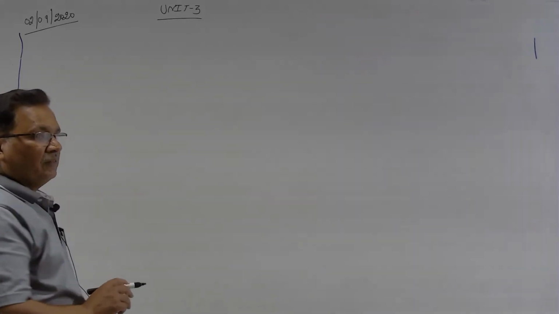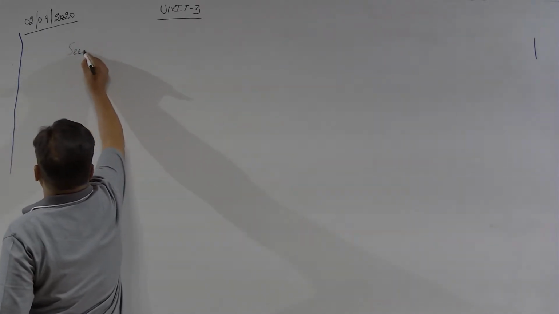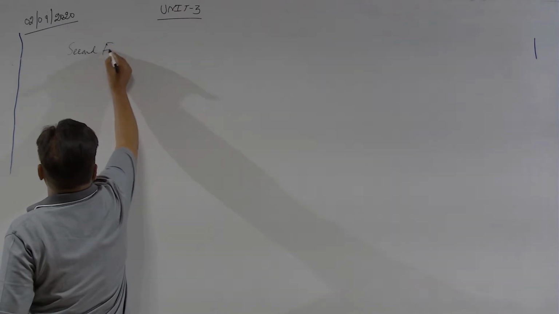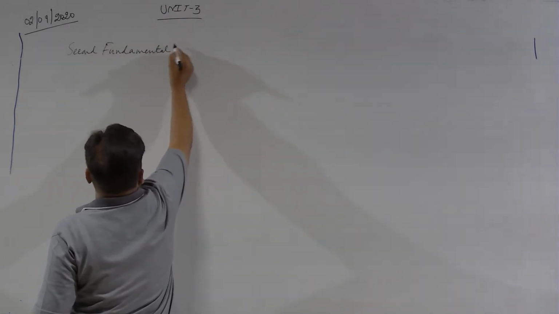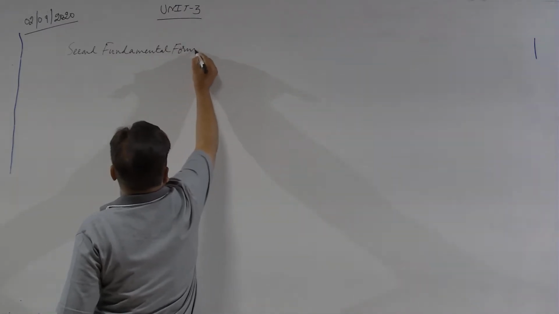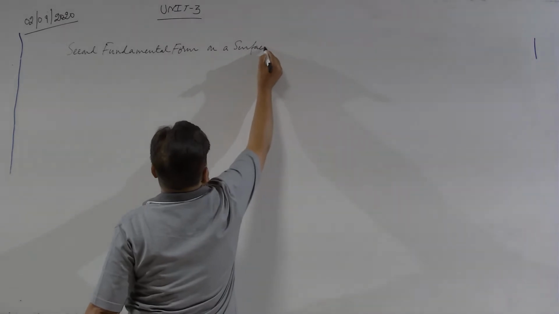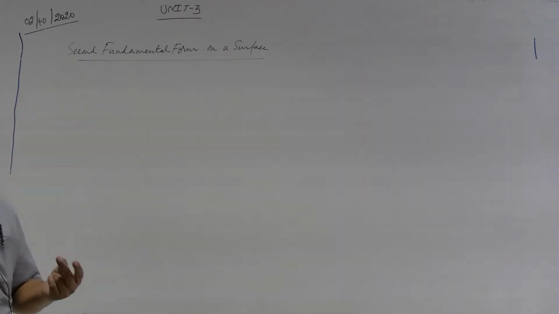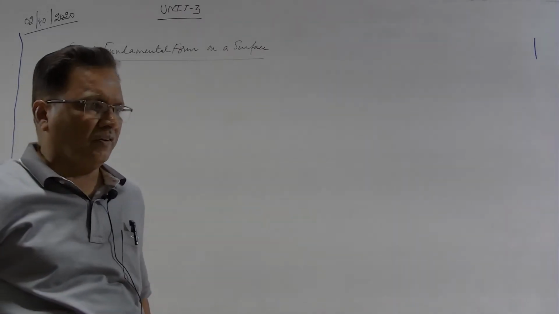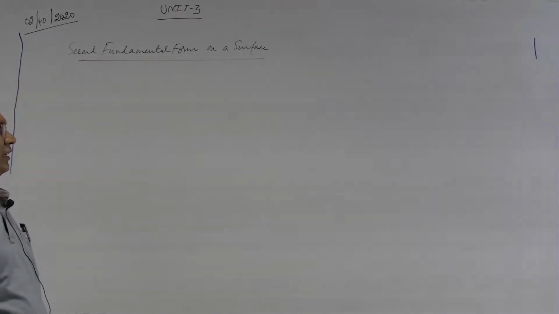So, today we will talk about the second fundamental form of a surface. There are two important differential forms. One is the first fundamental form and the other is the second fundamental form.